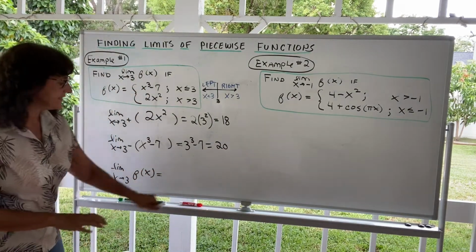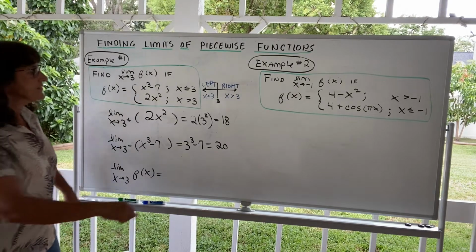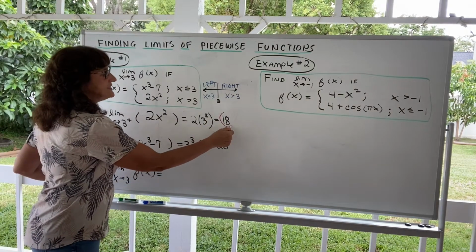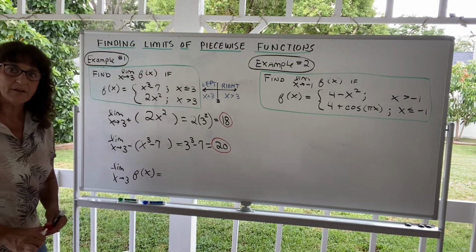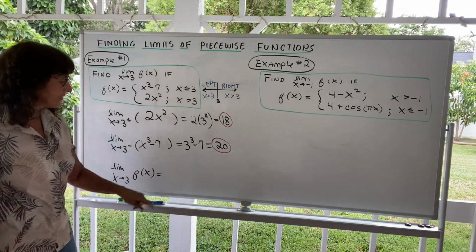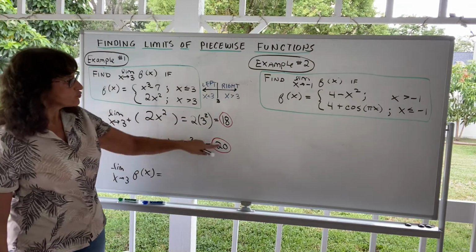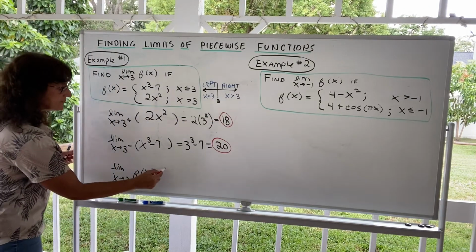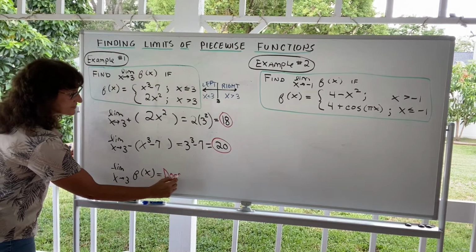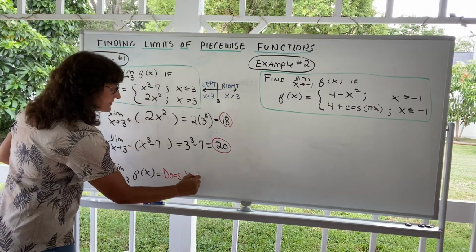So what do we have here? Well, for this function, the limit from the right is 18. The limit from the left is 20. So how do we conclude the limit of the function as x approaches 3? Well, if the right and the left are not the same thing, we have to say that the limit does not exist.